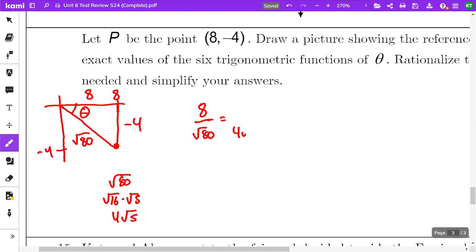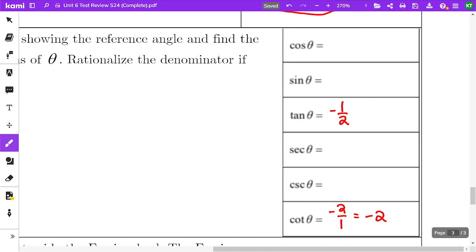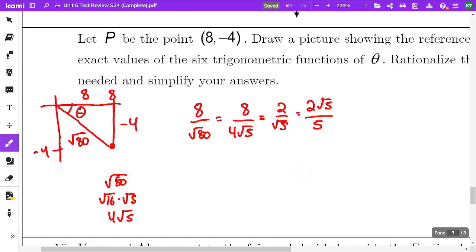So 4 root 5, 8 over that. 8 divided by that simplifies down to 2 over root 5. Still, we have to rationalize that. So multiply the top and the bottom by root 5. That would be 2 root 5 over 5. That's going to be our cosine. 2 root 5 over 5.